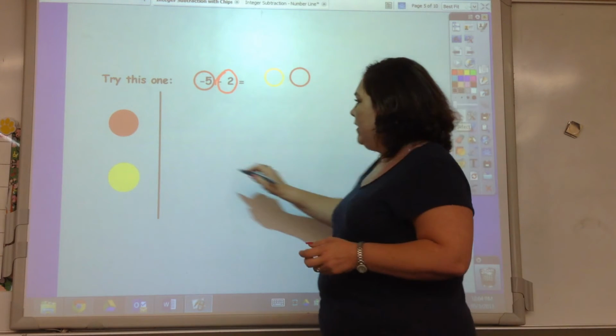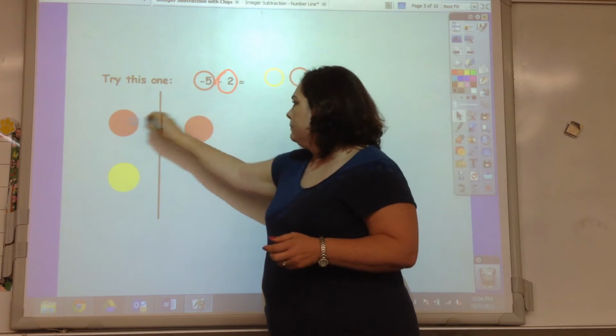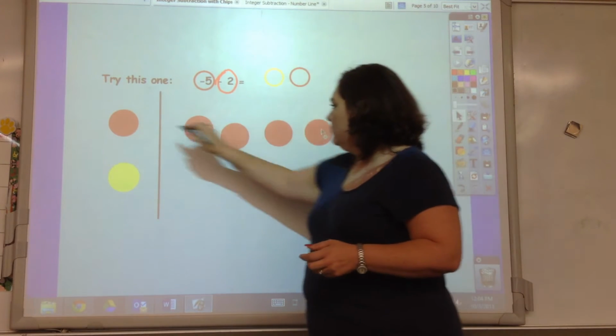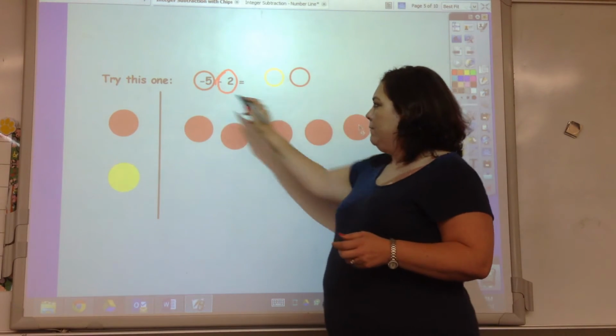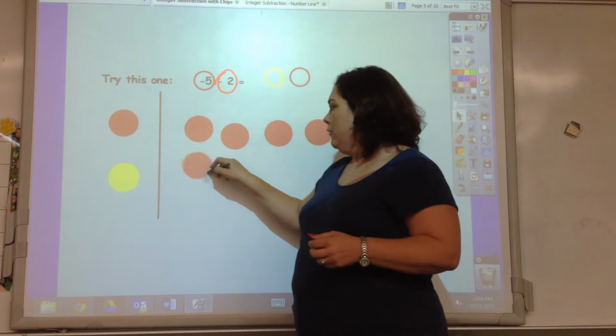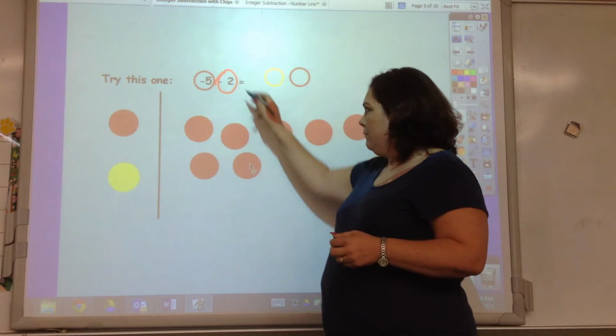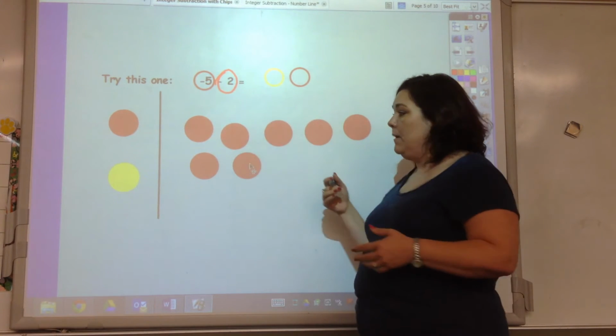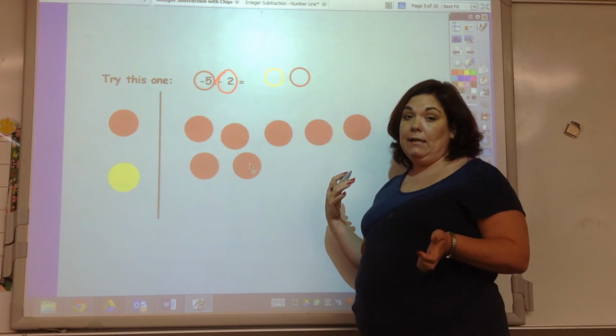So we've got -5 represented by this first negative number, and a -2 represented by this second number. And so our answer is negative. You count them up, and it's -7. Everything's negative in it.